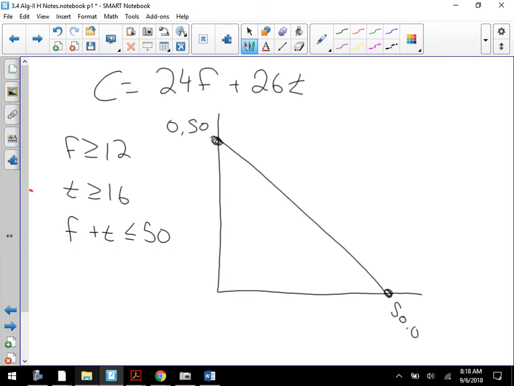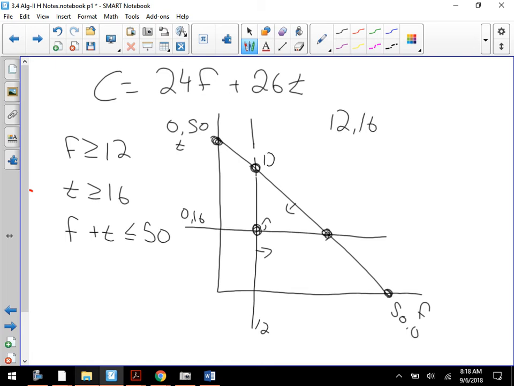This was F. Halfway is 25, about here is 12. 25 here is about 12, or 16, excuse me. These guys have to go this way, and this way. So that means I'm here, here. First set of ordered pairs, we have 12, 16 for this spot here.